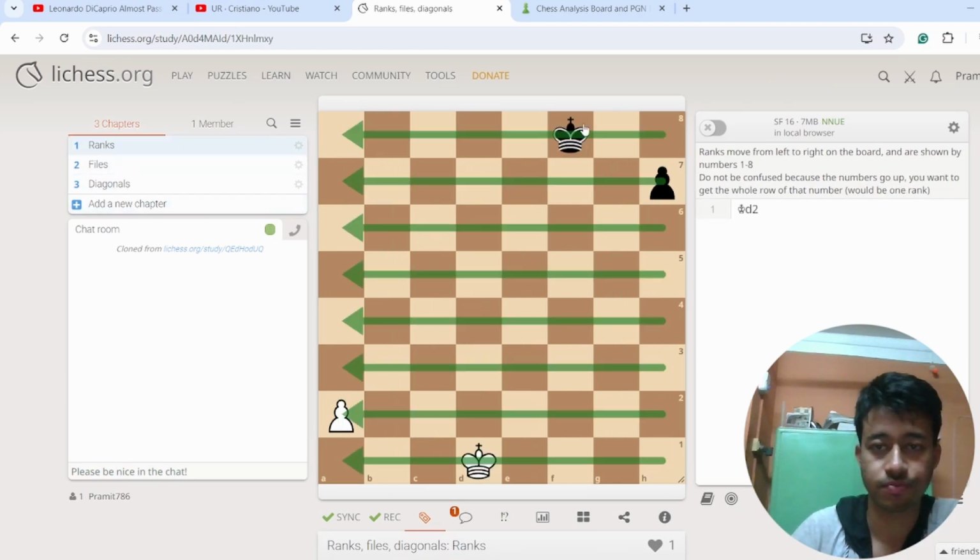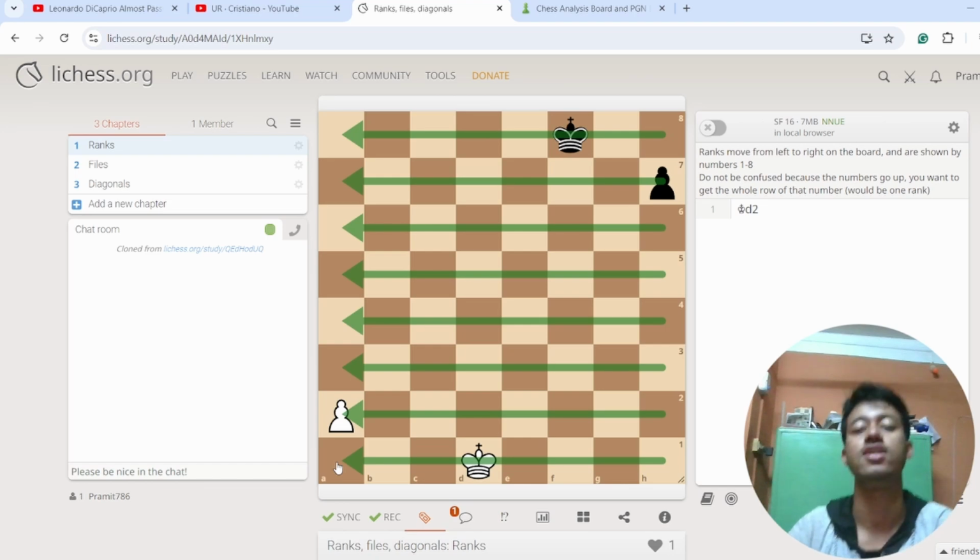What is a rank? You can see up here all these horizontal lines. The upper one is the 8th rank. This one is the 7th rank, 6th rank. You can see my mouse. 5th rank, 4th rank, 3rd rank, 2nd rank, and 1st rank. So these are called ranks. All these horizontal lines are ranks.